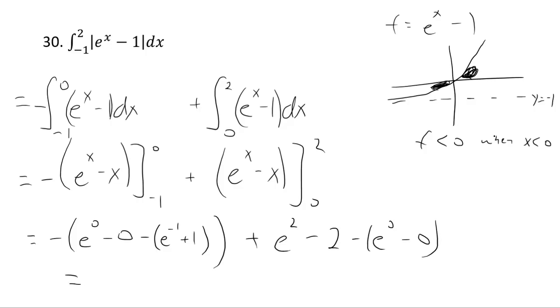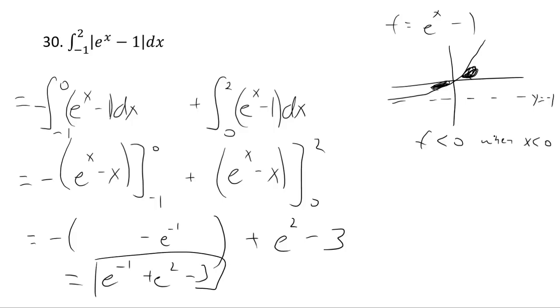Okay, so this becomes 1. This also becomes a 1. So this does become a minus 3 over here. And then this 1 minus 1 is 0. So yeah, there you go. e to the negative 1 plus e squared minus 3. That's our answer.